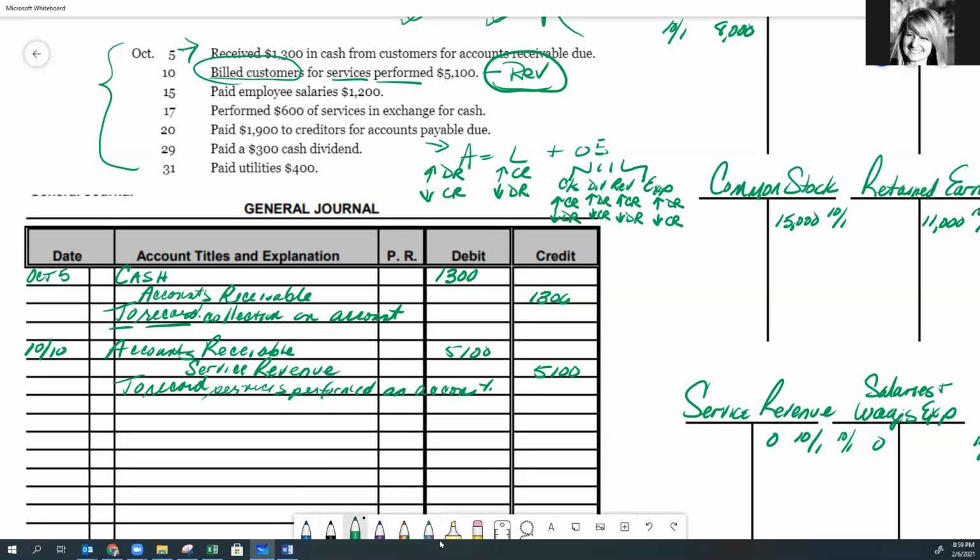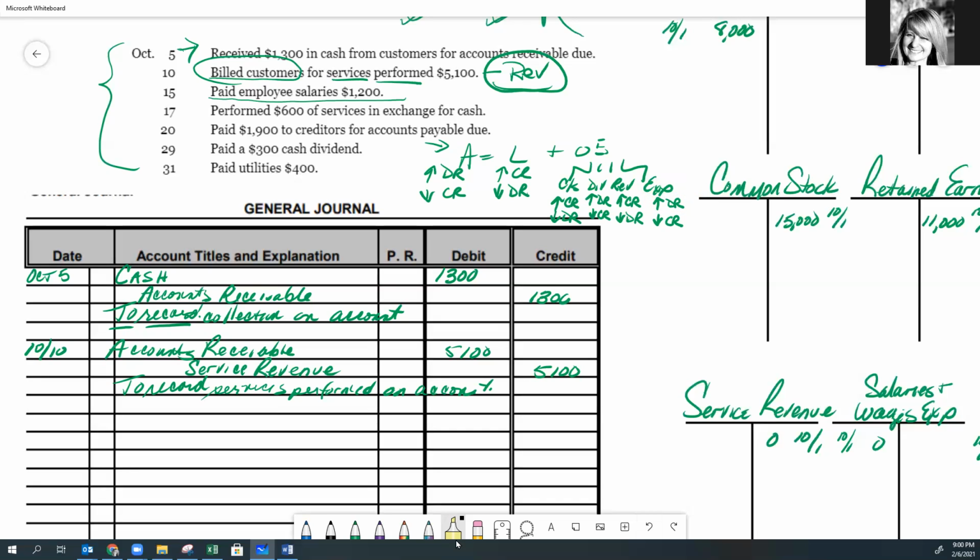Okay, so let's take a look at October 15th. On October 15th, we are paying our employees salaries of 1,200. So that represents an expense to the business, and so we have incurred a new expense. If we look over here, we see that expenses are increased with a debit. Why is that? Because expenses decrease owner's equity, and we decrease owner's equity with a debit. So when we increase expenses, we want to do that with a debit.